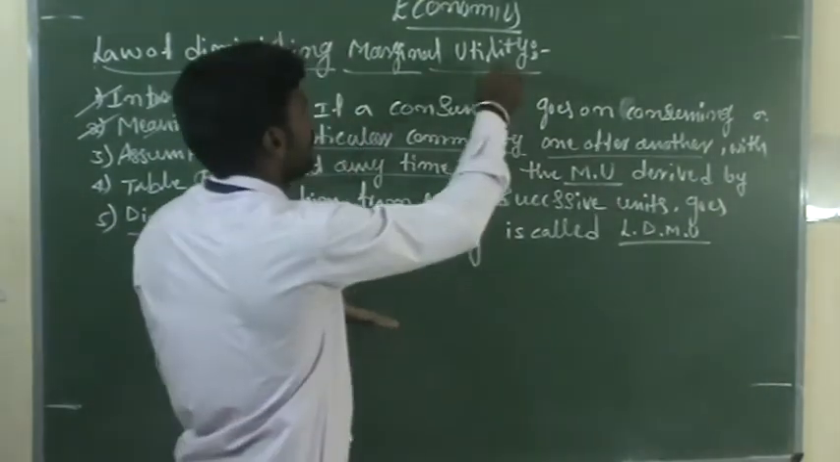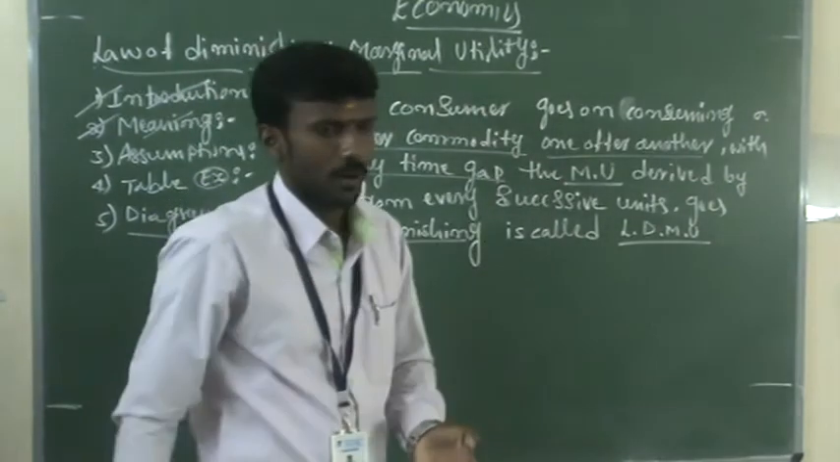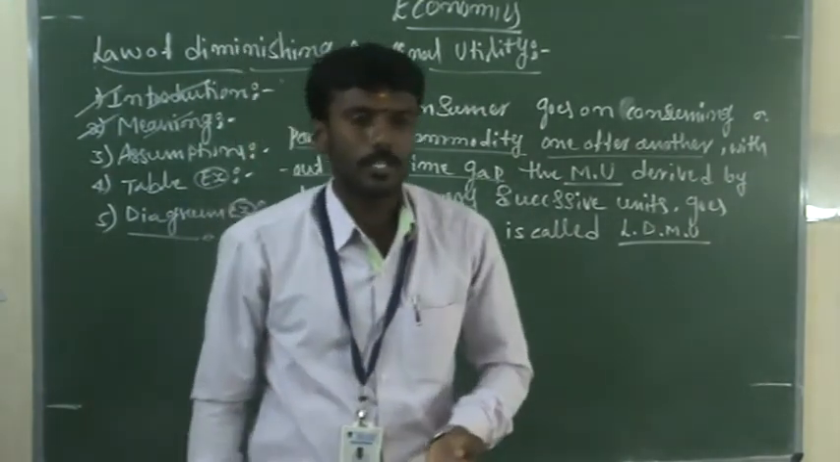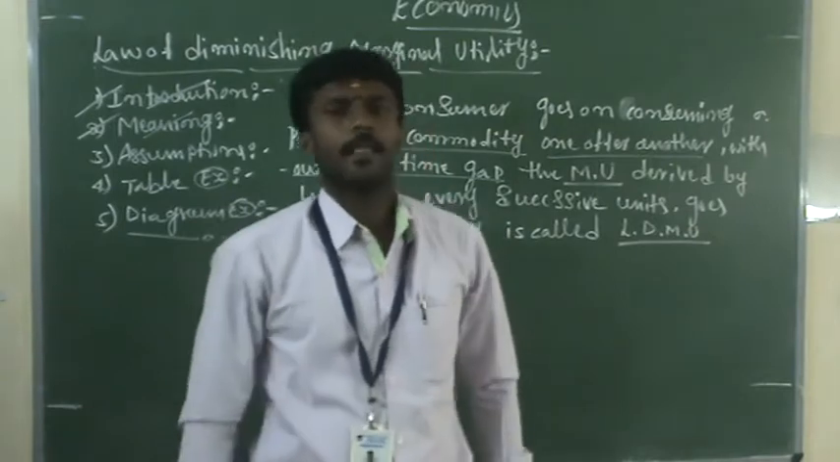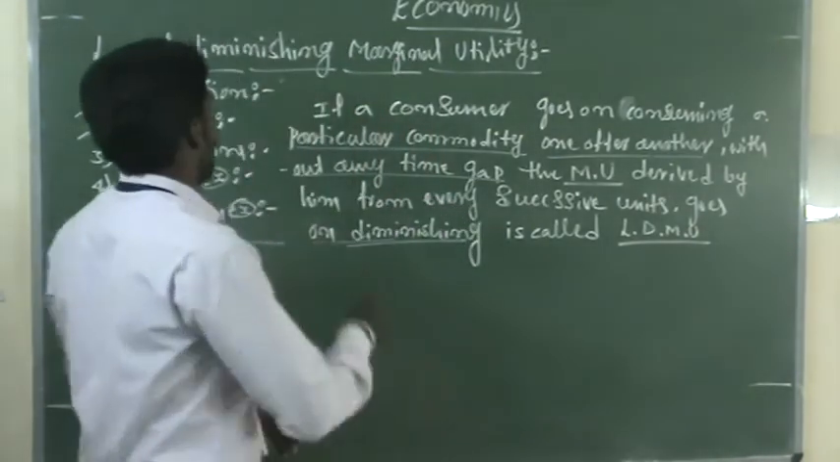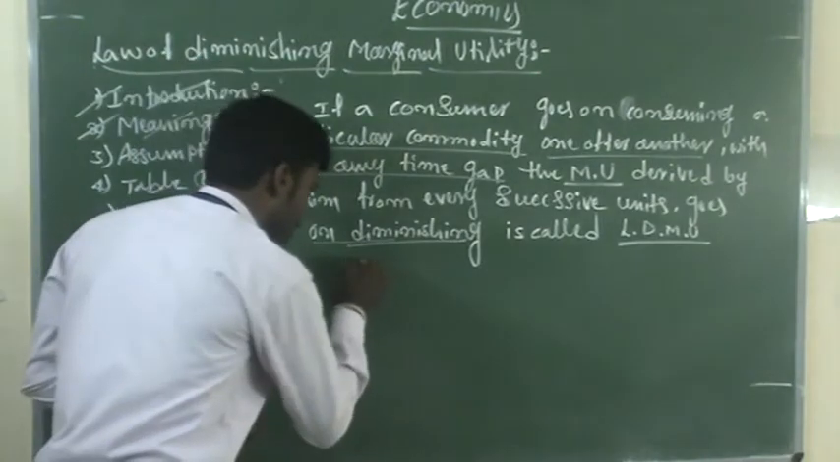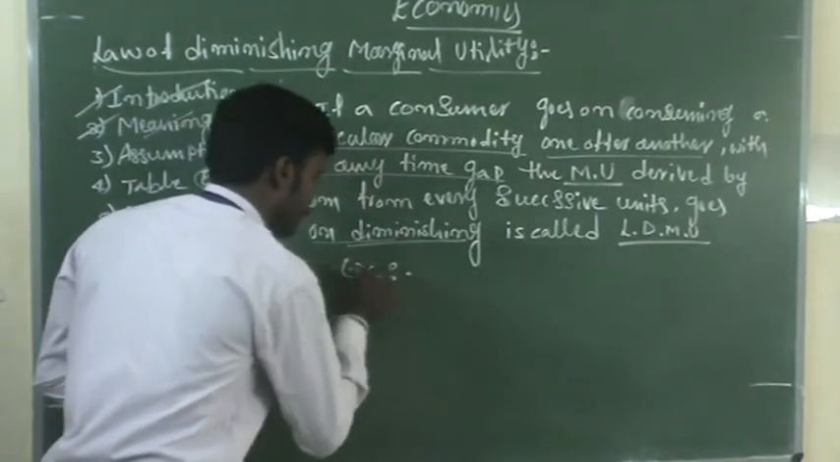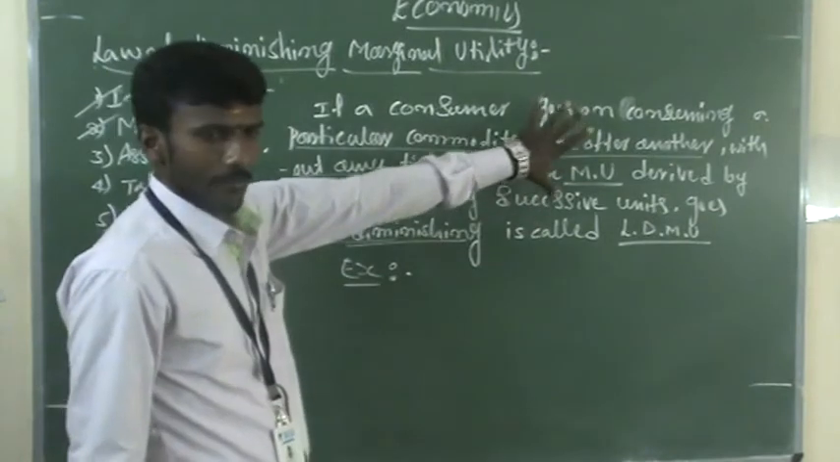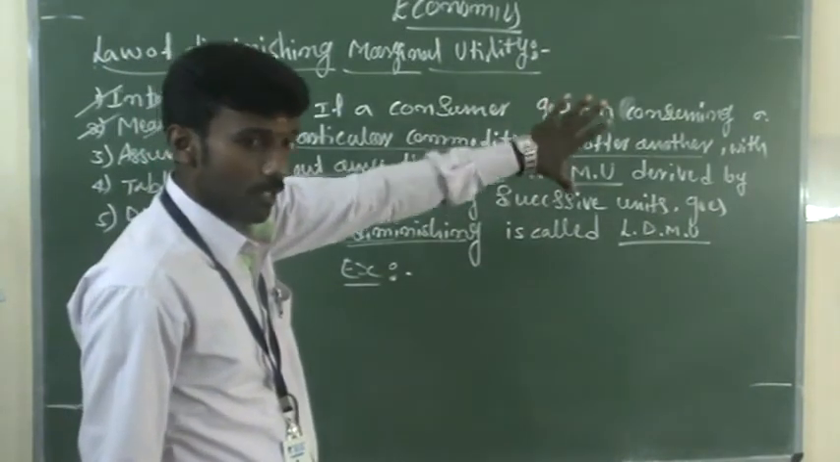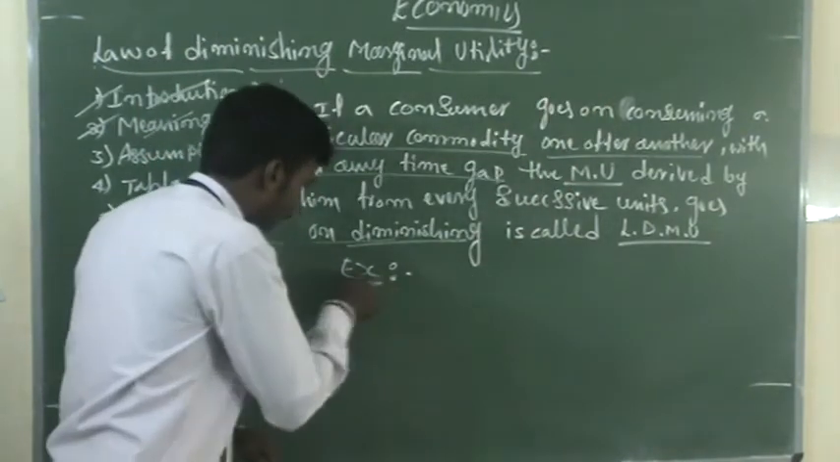So totally this process here we are going to consider as the law of diminishing marginal utility. See, now this meaning we are going to explain with the help of one simple example also. This meaning we are going to understand clearly with the help of one example.